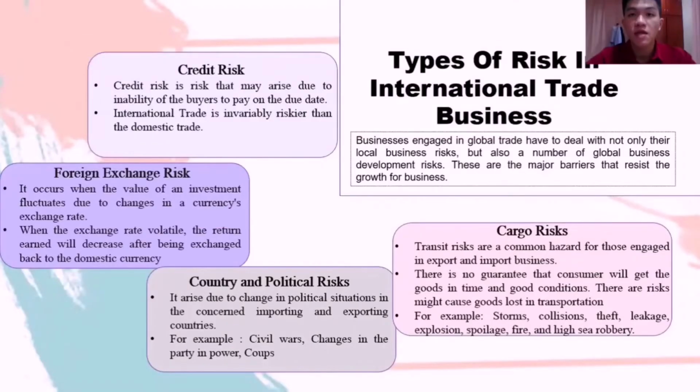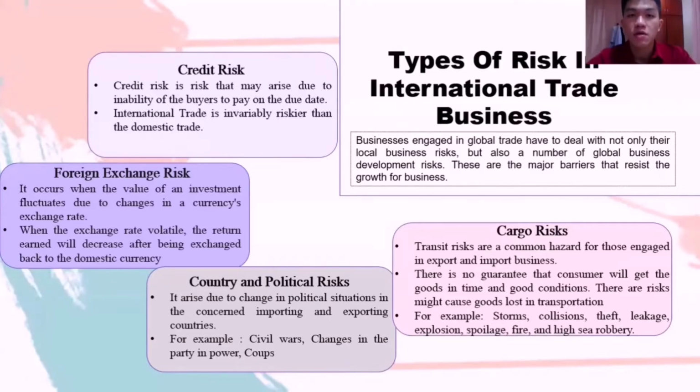First of all, the different types of risk in international trade business. Businesses engaged in global trade have to deal with not only their local business risks, but also a number of global business development risks. These are the major barriers that resist the growth of business. These risks have obstructed the smooth running of the business, hence appropriate measures need to be taken to limit their effects. Here are 4 risks commonly faced by businesses involved in international trade, which are credit risk, foreign exchange risk, cargo risk, country and political risk.